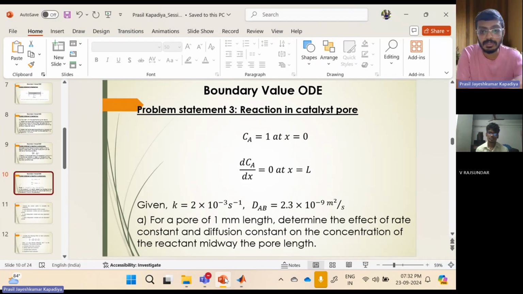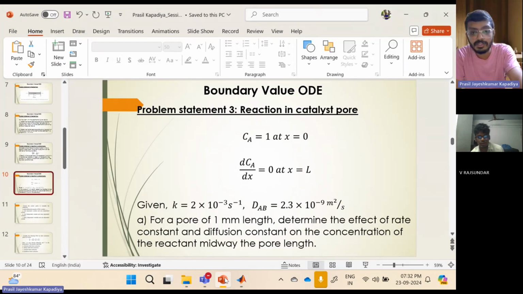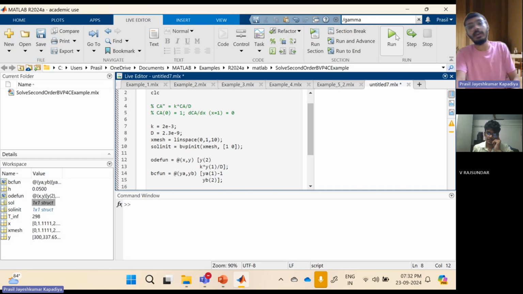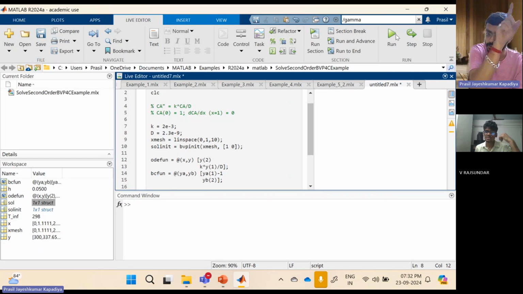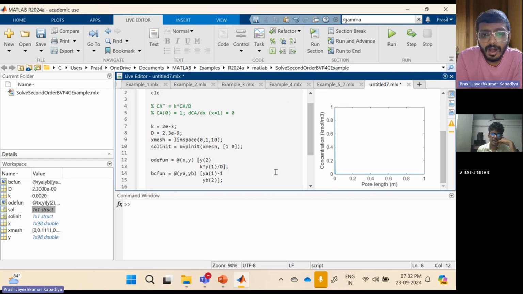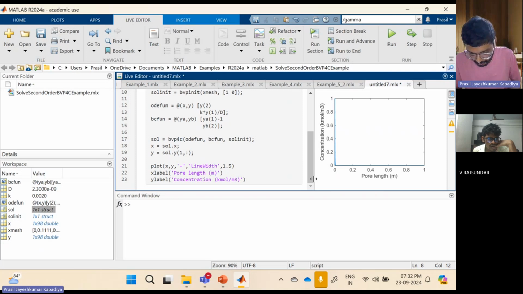And what is the value of diffusivity? Diffusivity is given as 2.3 into 10 to the power minus 9. So I will write 2.3e minus 9. Okay, so let's see how it is varying. It should reduce like this. We have made some mistake. Wait a minute.